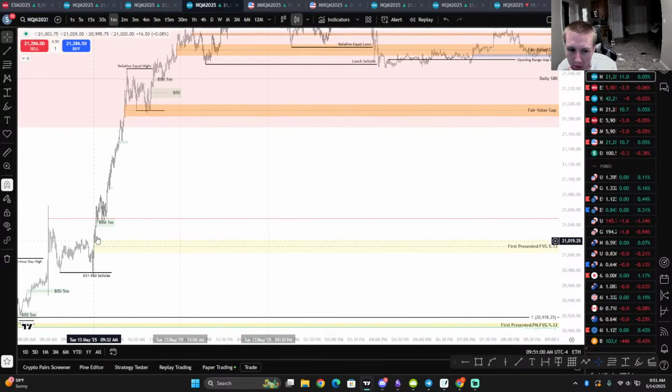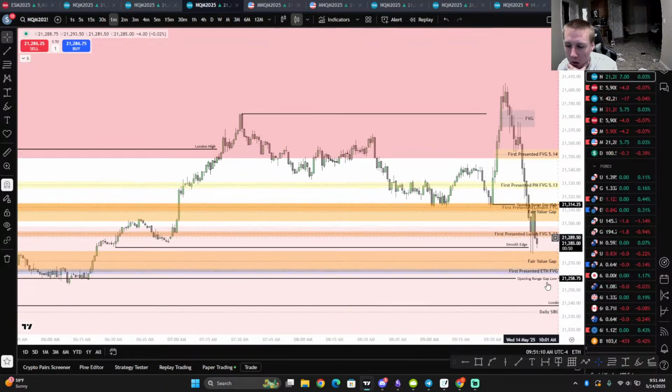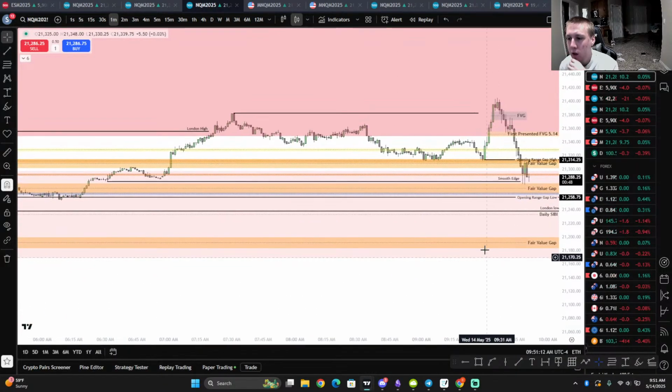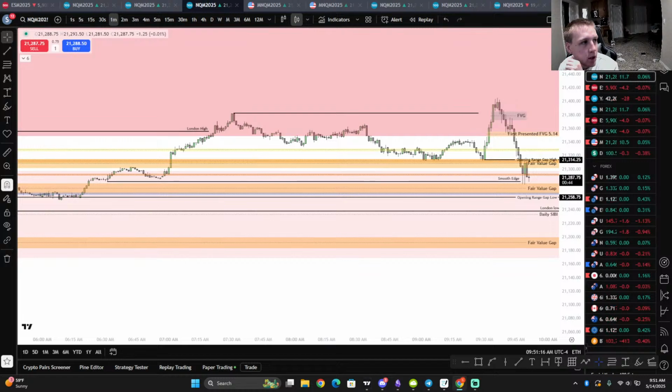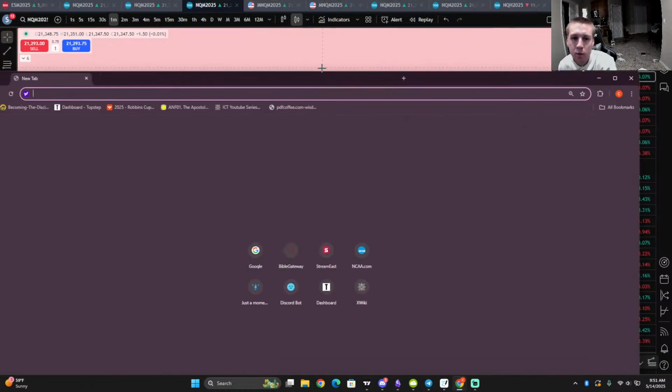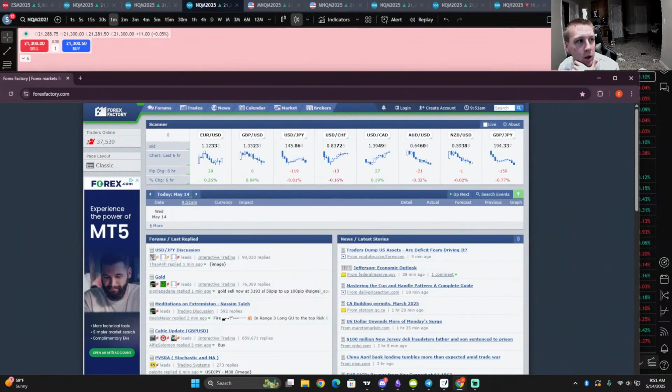Tuesday's first presented fair value gap hardly got delivered. But before that, I would look for this sell side liquidity and this fair value gap, and then this daily SIBI low. So let's see if we want to get to daily SIBI low. But I'm not expecting too much today, just because, let's pull up economic calendar. That's why I just have short-term targets.